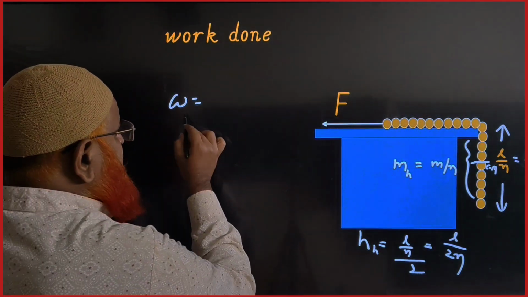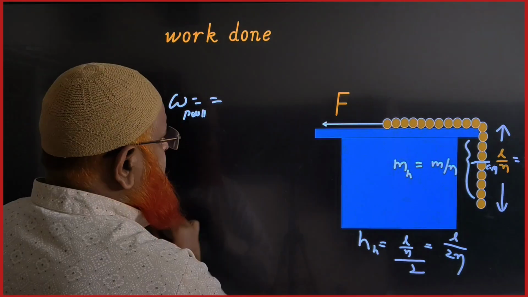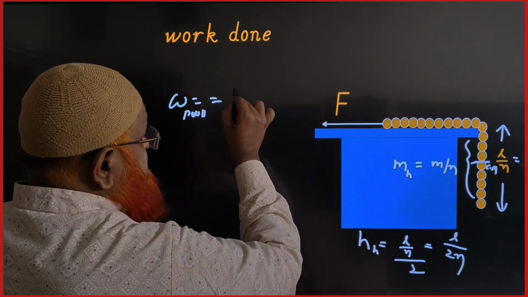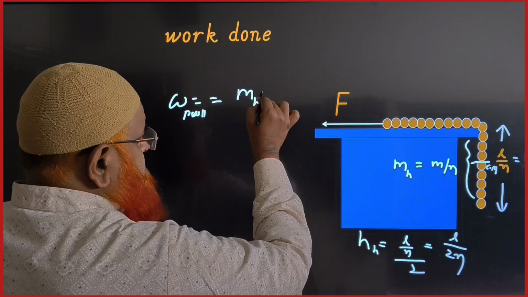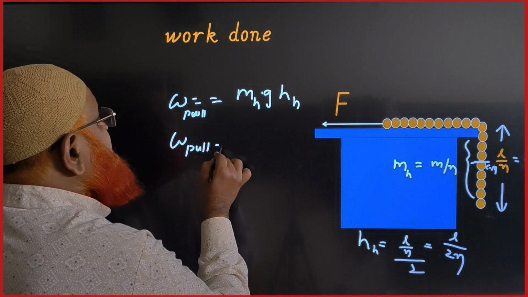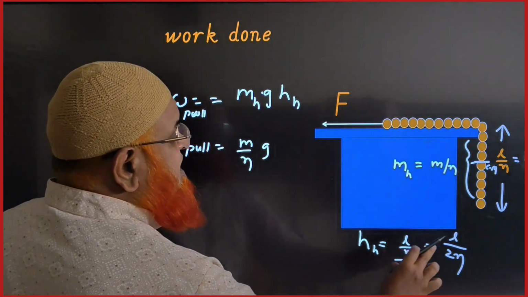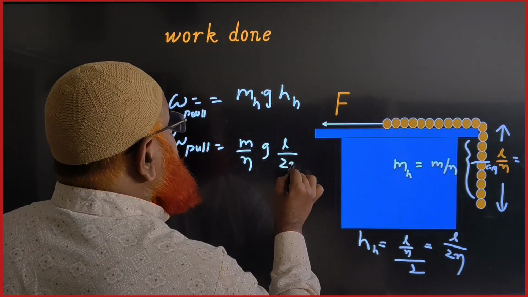So work done in pulling the chain. So what is the work done by you in pulling the chain here? Okay. तो क्या हो रहा है यहाँ पर? Work done in pulling the chain is mass of the hanging chain into G and height of the hanging chain. Because work done is mgh. So work done to pull a body is taken as mass of the hanging chain कितना है? M by n. G. Height of the hanging chain कितना है? L by 2n. That's it.